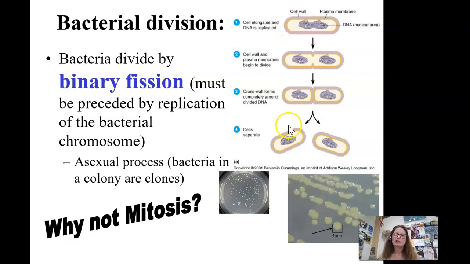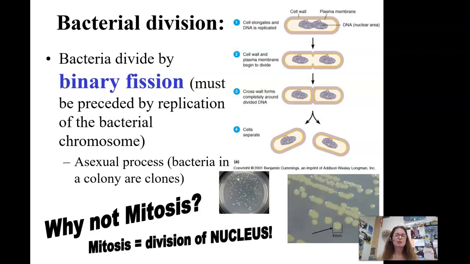Since you're splitting from 1 to 2 and having an identical copy, why can't we call this mitosis? So mitosis, remember, is a very strict definition. Mitosis is division of the nucleus, and we know that bacteria don't have a nucleus. So therefore, when you're talking about this process for bacteria, you must call it binary fission. You cannot call it mitosis.